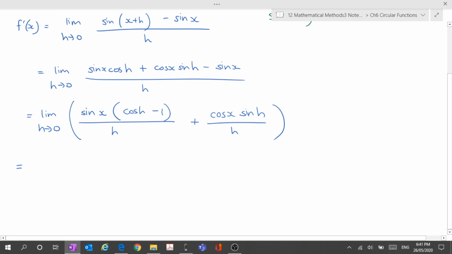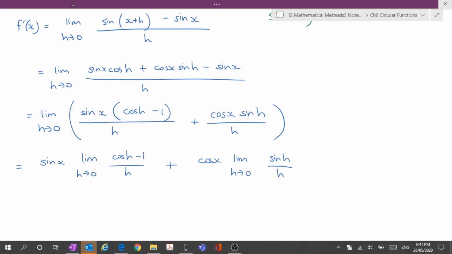Now I'm going to split this up into two limits, and at the same time, I'm going to get rid of all this stuff that doesn't belong inside the limit. So remember, anything that doesn't have an h in it, whatever the limit is talking about, we can take out of the limit because whatever happens to h, sine x is not affected. So I'm going to take out a sine x, and I'm going to say this is the limit as h approaches 0 of the rest of this stuff, cos h minus 1 over h. And then in this other limit here, I'm going to take out the cos x. Limit as h approaches 0, sine h on h.